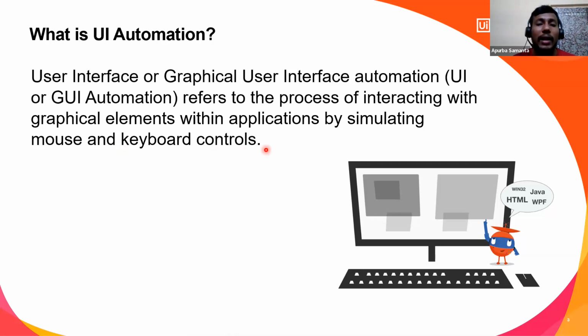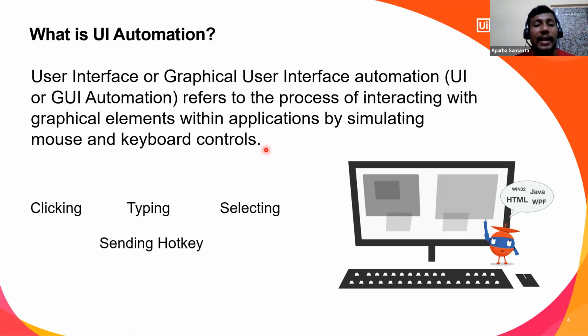So anyone can say what could be the mouse and keyboard controls? Clicking or typing. Yes, mouse click. Correct, exactly. So like clicking, like typing, like selecting, and like sending hotkeys. If we are sending Control C, that's a hotkey method, right? We are not doing anything, but we are sending the hotkeys to do a few things as per our wish. If we are pressing Control V, that is also a hotkey, right? All these things will be done by our robot itself. So that's how UiPath defines UI automation.